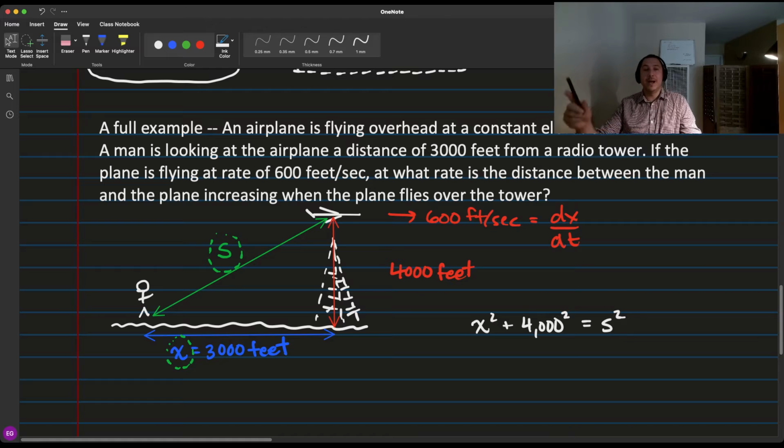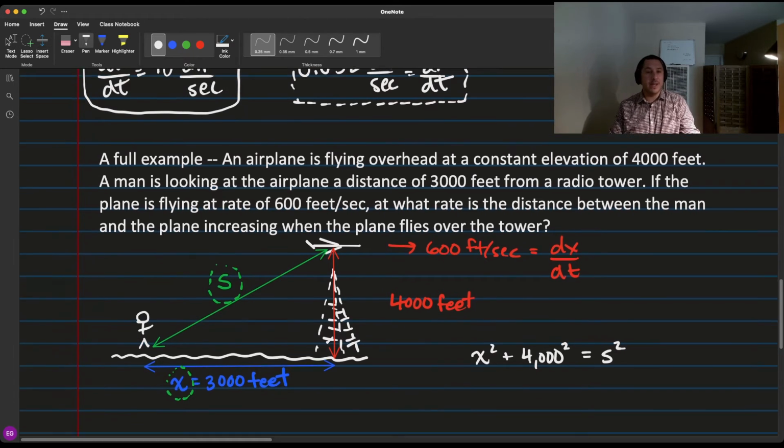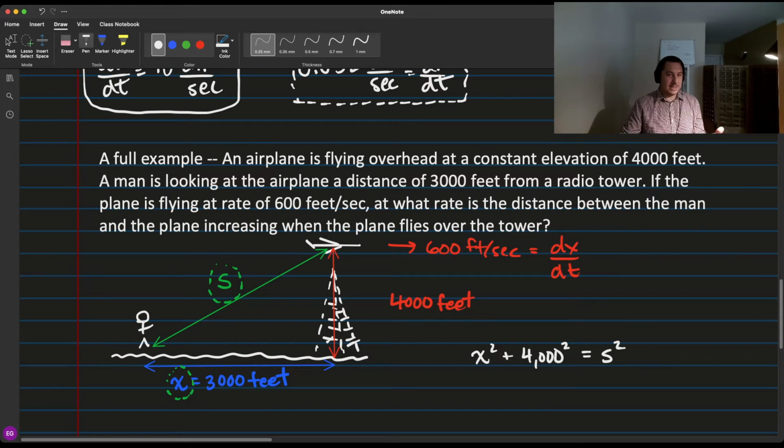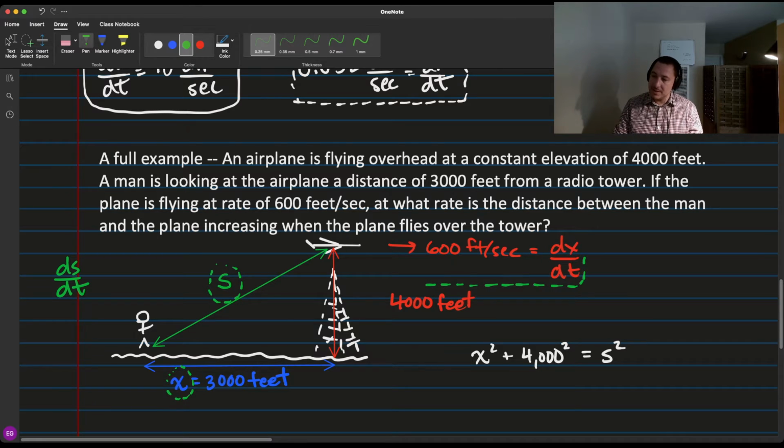Thank you for catching that. That was important. We know that dx/dt, the rate of change of the plane at 600 feet per second, that's dx/dt. What we want to find is ds/dt. So we know two rates here. dx/dt is 600 feet per second.